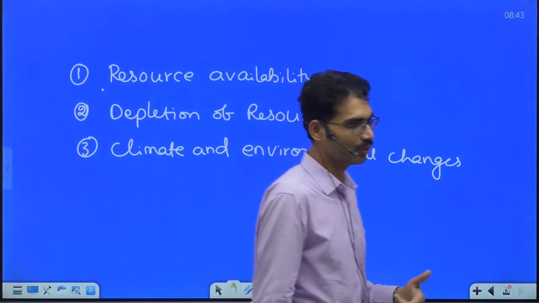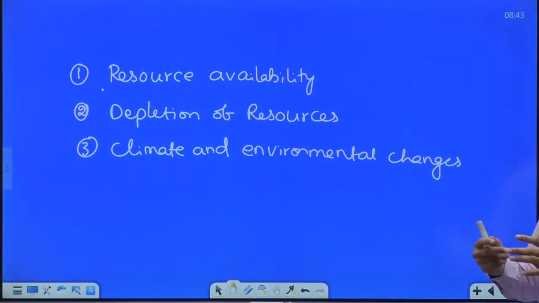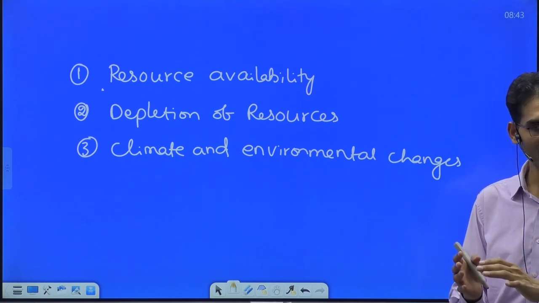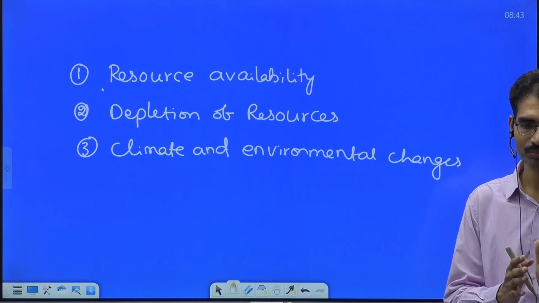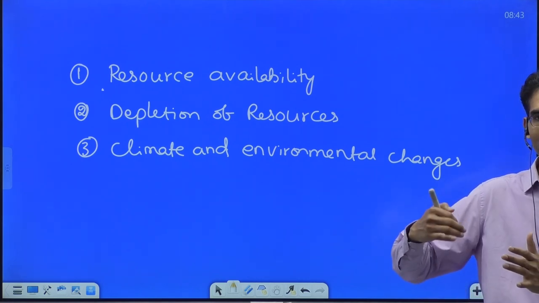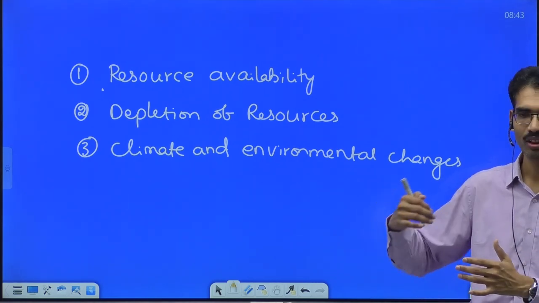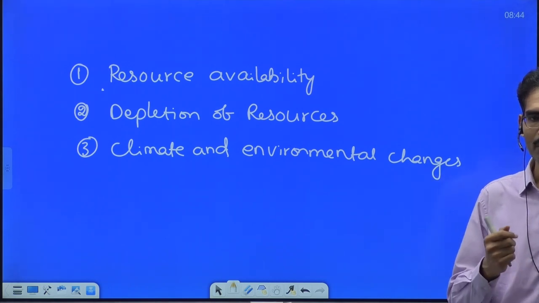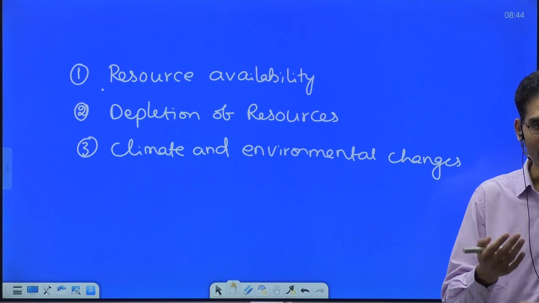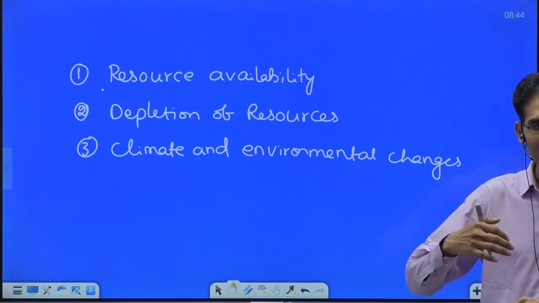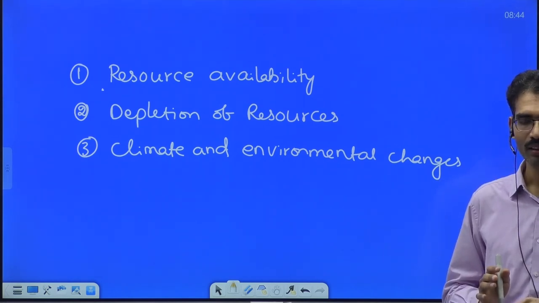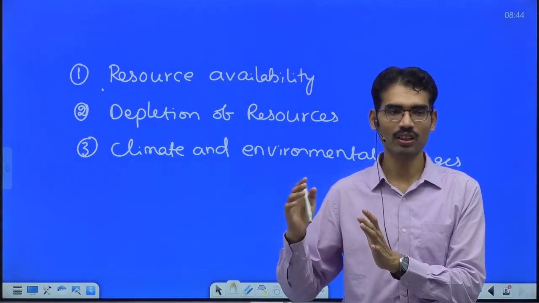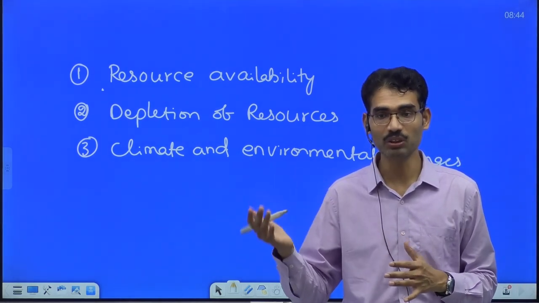Climate and environmental changes. Particularly up to 10,000 BC, we were calling it Paleolithic, the Old Stone Age, and real life began after 10,000 BC. Due to climate change, temperatures increased, and people were able to produce agriculture. And this is a revolutionary change. That's why some scholars, like V. Gordon Childe, called it the Neolithic revolution.